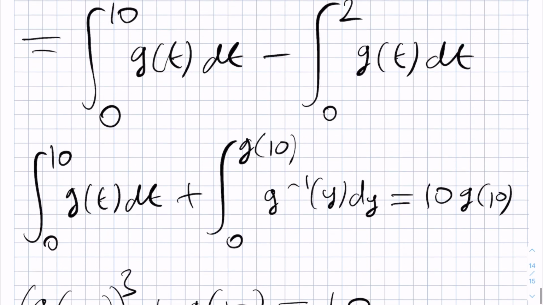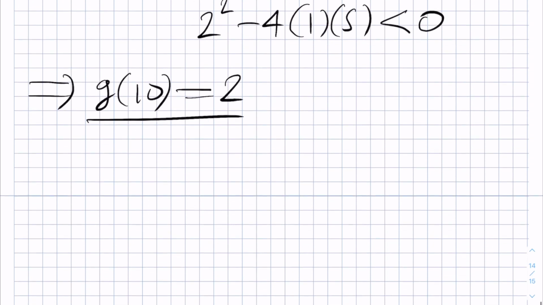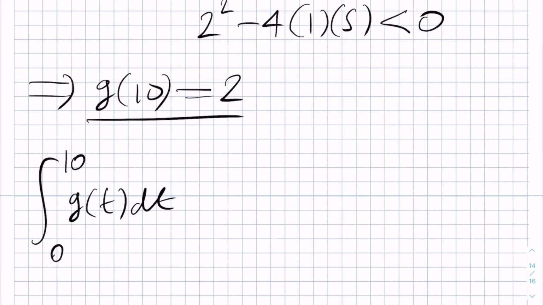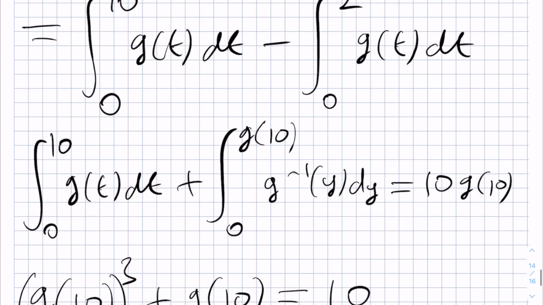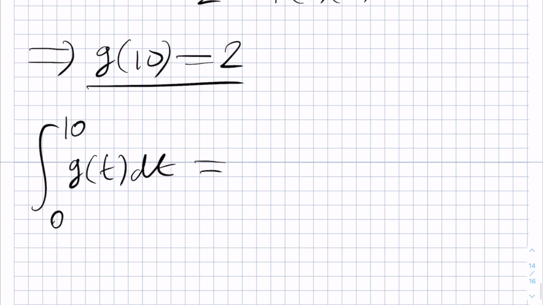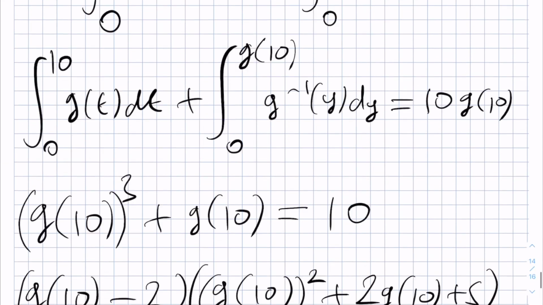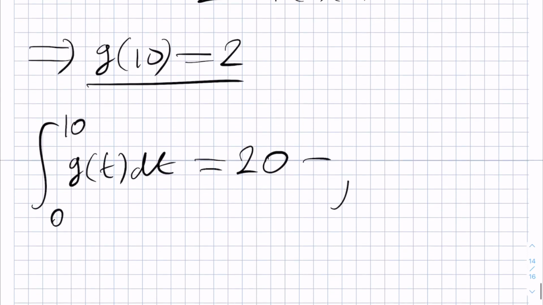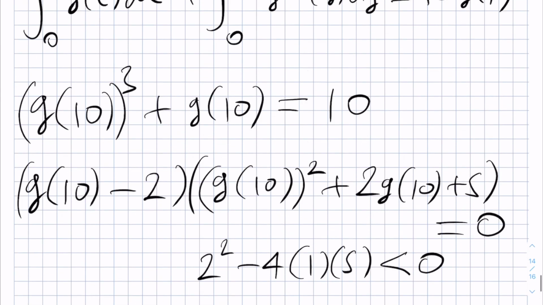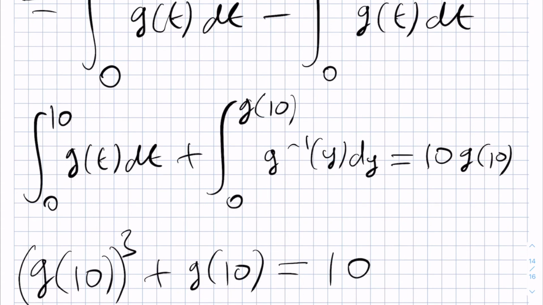Therefore, putting this into the integral relation here tells us that the integral from 0 up to 10 of g of t dt that we want to calculate is equal to 10 times g of 10, which is 20, minus the integral here, which is the integral from 0 up to 2 of g inverse of y.